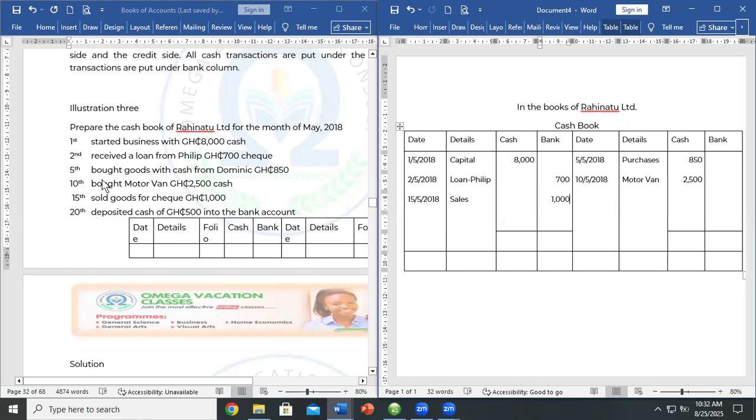Then fifth, bought goods with cash from Dominic. That would have been debit purchases, credit cash. And then bought motor van, 2,500 cash. That again would have been debit motor van, credit cash. So I'm asking for the 20th transaction. Deposited cash of 500 Ghana cedi into bank. You debit who and credit who?